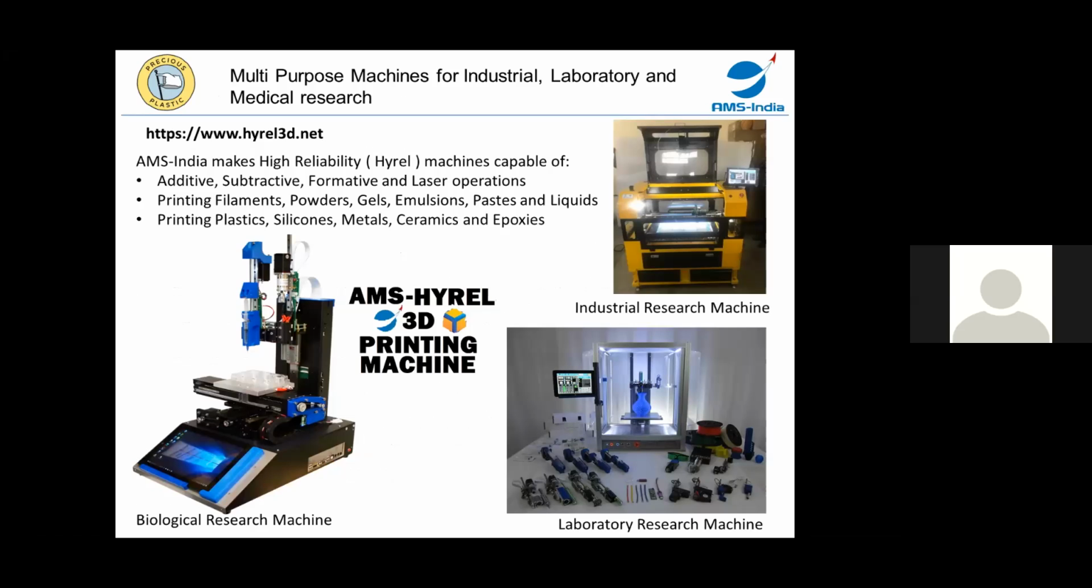Basically, this is a machine that I'm going to talk about a little bit. But generally, these are the 3 types of machines that we make. One is an industrial research machine, purely for industrial research, which can accommodate all types of industrial materials. A laboratory research machine is a much smaller version of the industrial research machine. The industrial research machine is a gantry type, whereas the laboratory research is a knee type design. And it's a much smaller machine. The print sizes are up to 200 only.